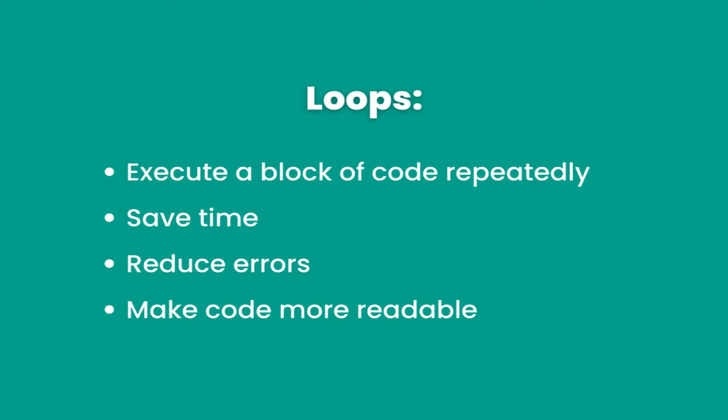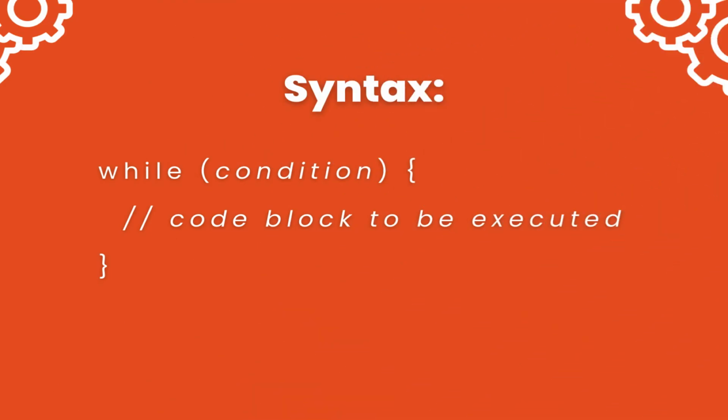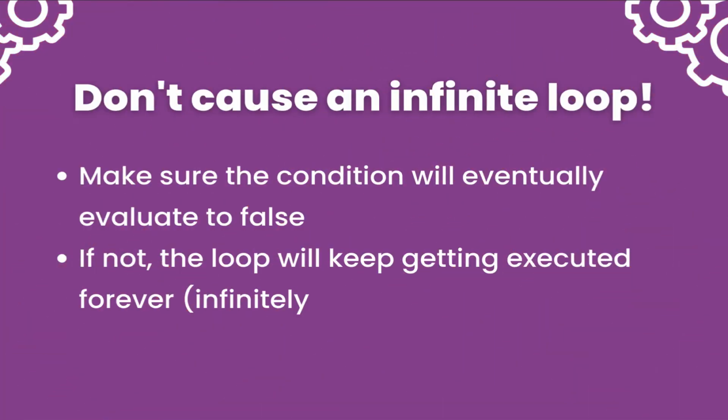This is the syntax for the while loop. In this syntax, as long as the condition in the parentheses is true, the code block will keep getting executed over and over until the condition becomes false. Now, here is one very important thing you need to keep in mind when you are using loops, especially while loops. Make sure that you do not cause an infinite loop. What this means is that you need to make sure that the condition in the parentheses will eventually become false so that your loop will eventually terminate.